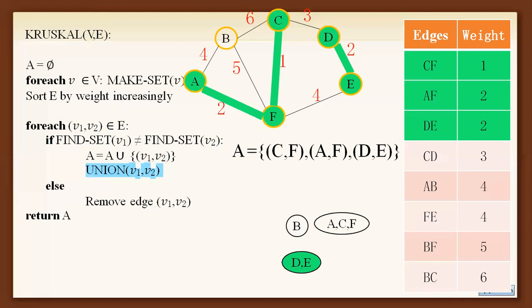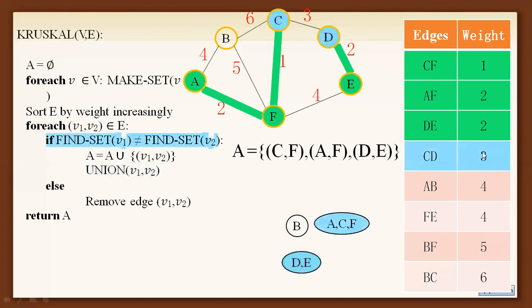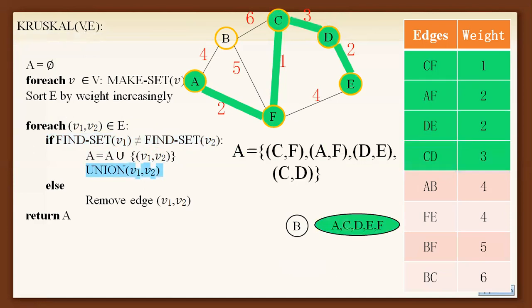Next, we need to identify the minimum edge. The minimum edge is CD. CD is the minimum edge with cost 3. So identify it, include it and we can join it. So CD is also joined here. Next, identify the minimum cost edge. The minimum cost edges are A to B with cost 4 and F to E with cost 4.